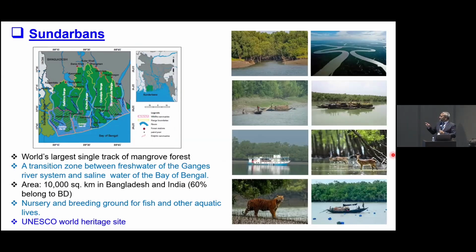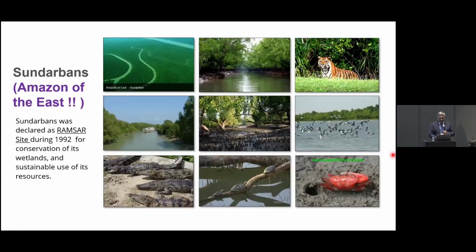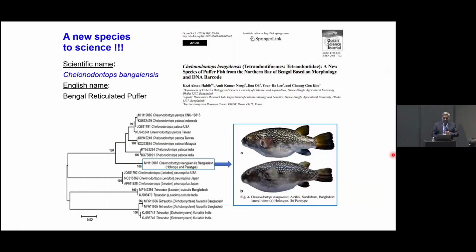So it is almost 10,000 square kilometers, and 60% belongs to Bangladesh and 40% to West Bengal of India. So people call it the Amazon of the East. It is also a very important Ramsar site. And during my DNA barcode work, which I started after finishing my PhD from Korea, when I came back to Bangladesh, I started this type of work.